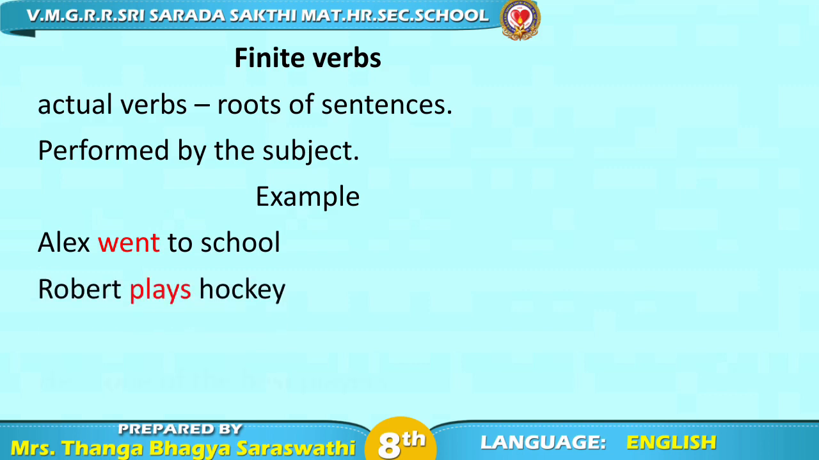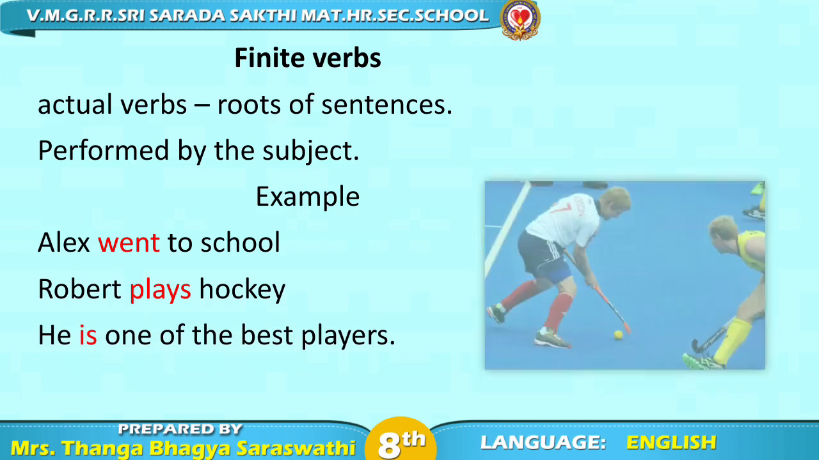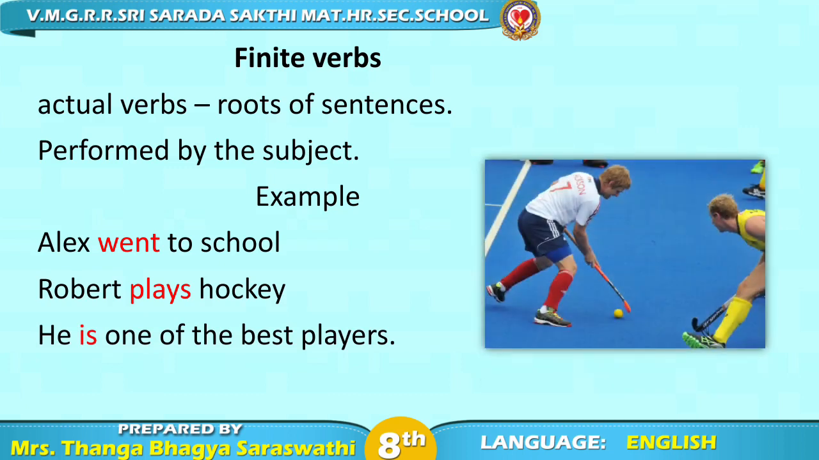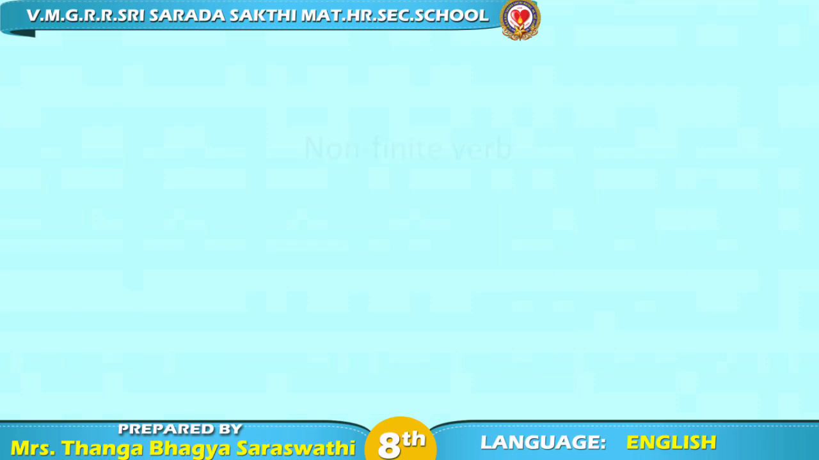Robert plays hockey. Robert plays hockey. Here the action playing is performed by Robert only. He is one of the best players. So these are the examples for finite verbs.